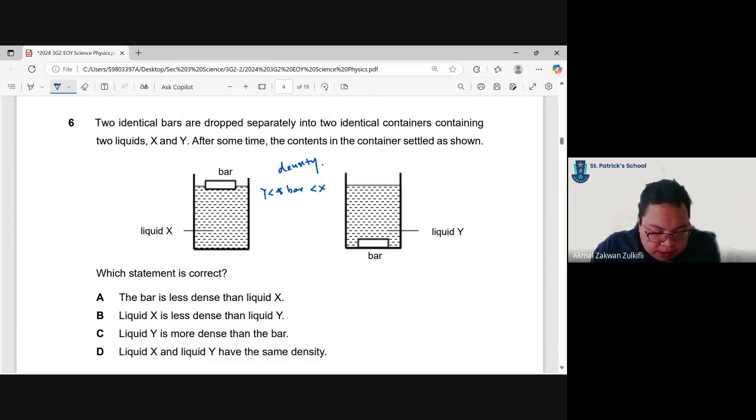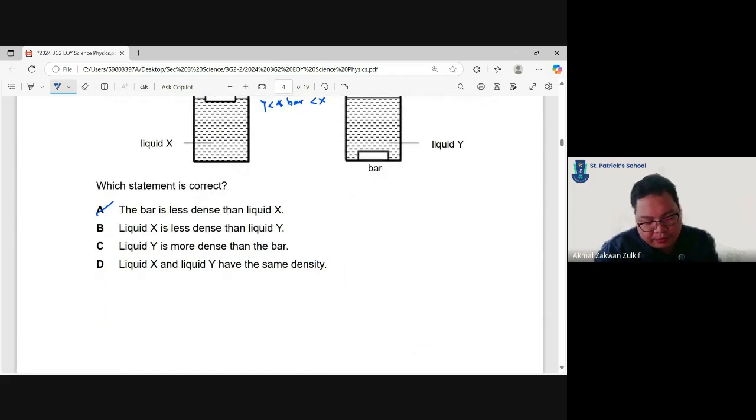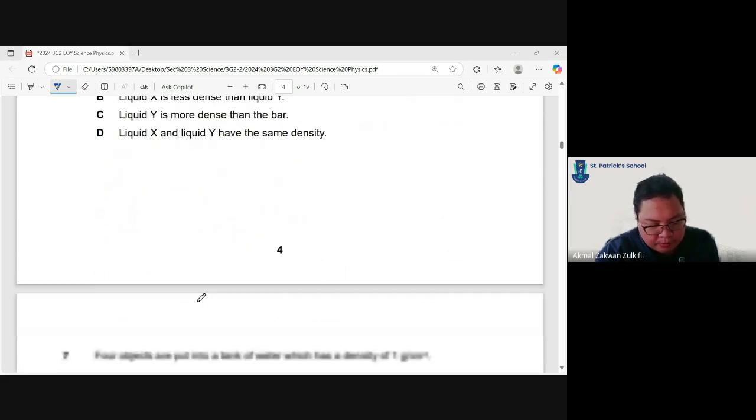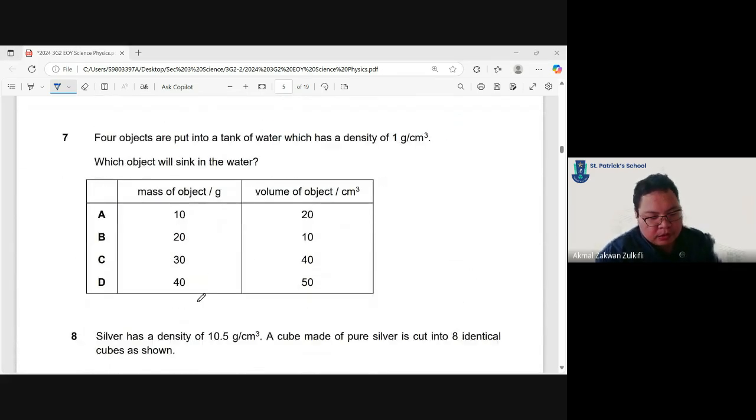Bar is less dense than liquid X. Oh, this is correct. Just check the rest. Liquid X is less dense than liquid Y, no. Liquid Y is more dense than the bar, no. Liquid X and Y have the same density. That's not true.